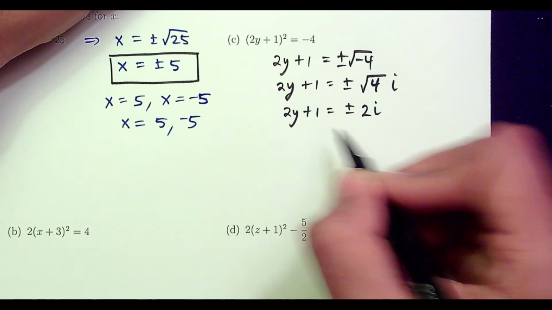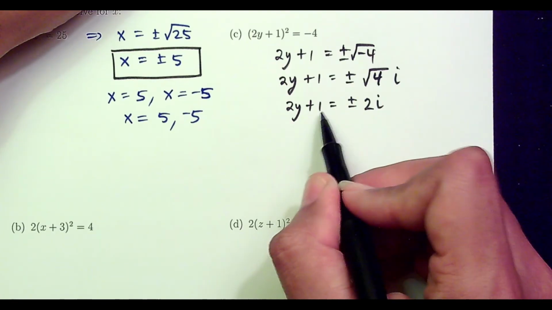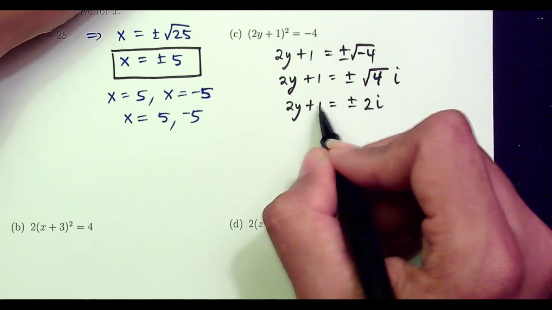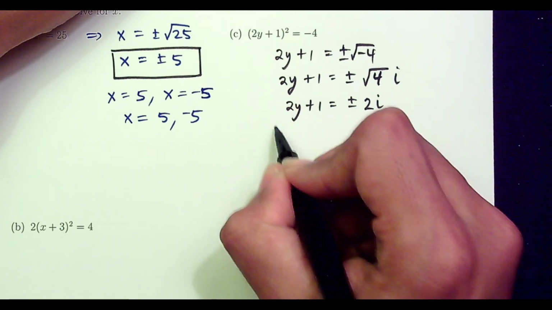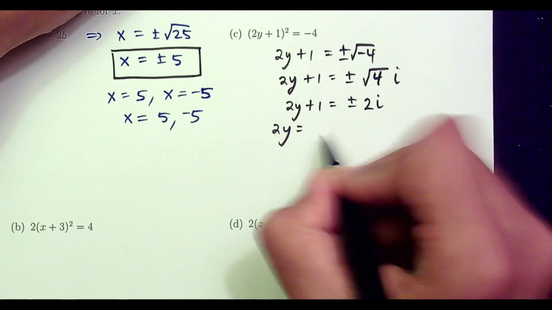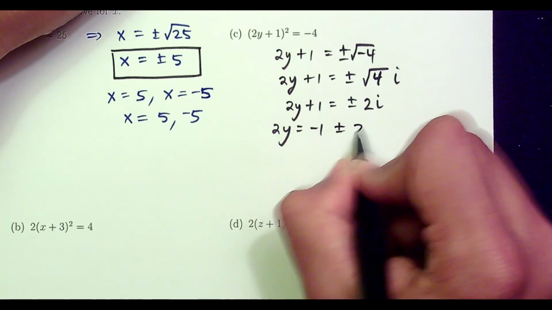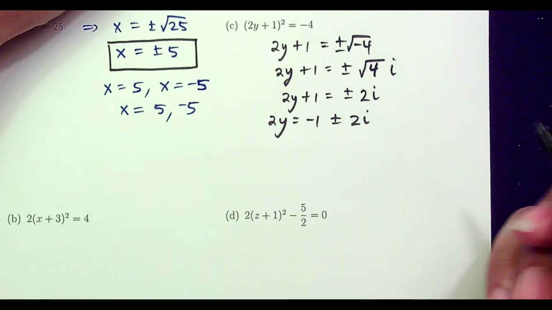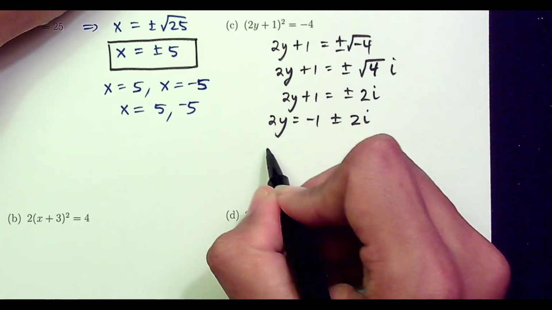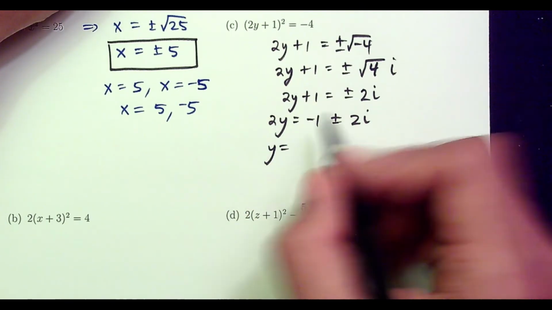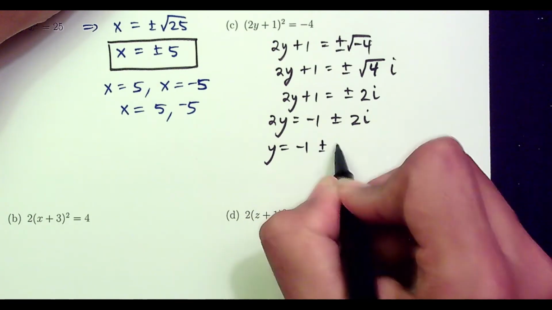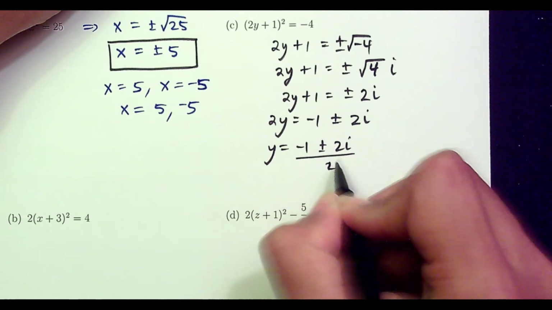Okay, and then you want to solve for y, so you can move the 1 to the right, so you're going to get 2y. When you move it to the right, it becomes negative, so negative 1 plus or minus 2i, and then you divide by 2 to get y. So y equals negative 1 plus or minus 2i, all that over 2.